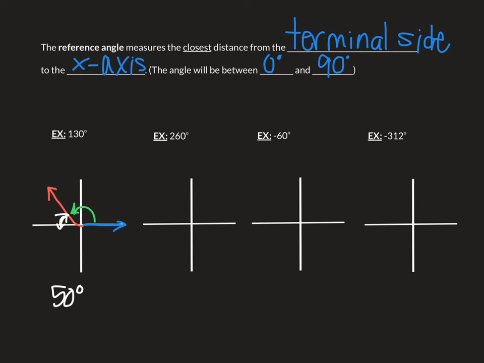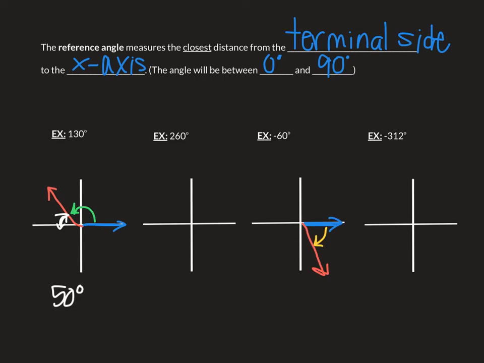Okay, let's look at another one. I'm going to try one of the negative ones, and then I'm going to have you try one positive and one negative on your own. So let's look at negative 60. Okay, so I'm going to draw my positive x-axis here, and negative 60 is not quite to 90. It's like 2/3 of the way through. So this is my negative 60 degrees.